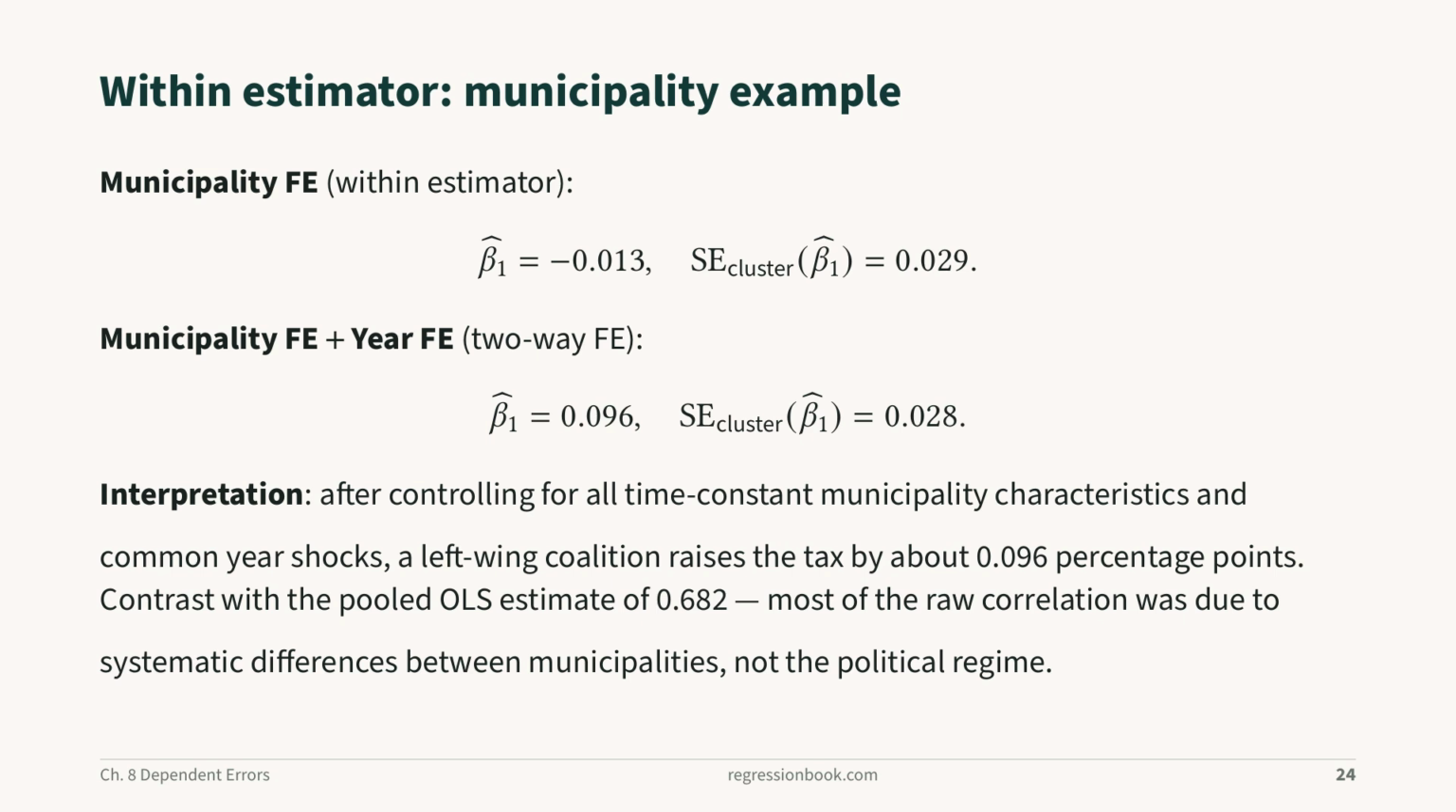Apply it to the municipalities, and the story turns. With municipality fixed effects alone, the coefficient collapses to minus 0.013, indistinguishable from zero. With municipality and year effects together, it is 0.096 with a clustered standard error of 0.028. Compare the pooled 0.682. Most of the raw correlation reflected systematic differences between municipalities, not the political regime.